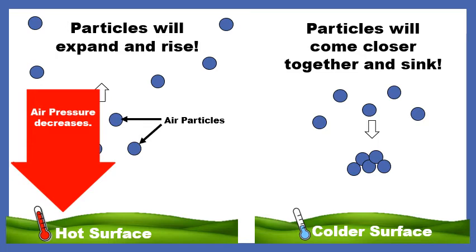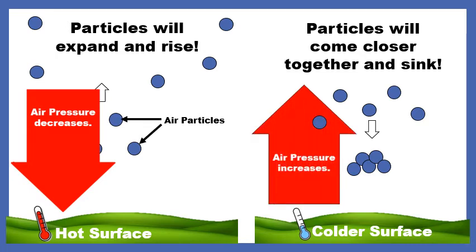Okay. Now, if air pressure decreased when the particles expanded and rose, what do you think is going to happen when particles come together and sink? Well, it's going to be the opposite of a hot surface, so air pressure is going to increase, okay? And boom, I have got an air pressure difference, and my wind is going to flow high to low, so it's going to flow from cold to hot. So that's exactly how wind works.